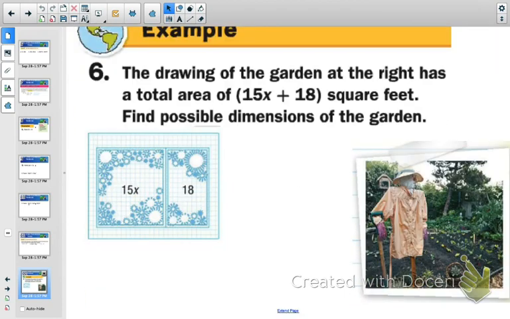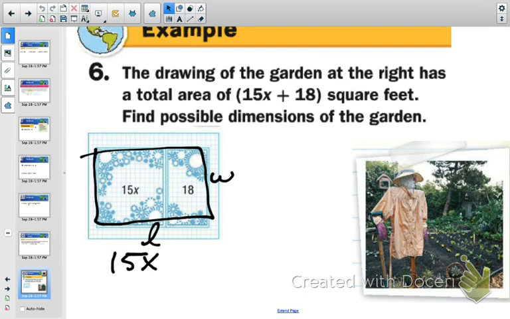Okay, last one. It says the drawing of the garden at the right has a total area of 15x plus 18 square feet. Find possible dimensions. So this is the area. I'm guessing it's talking about this rectangular garden here. So we have 15x here, 18 feet here. So if we factor the dimensions, area is length times width. So what times what equals 15x plus 18?